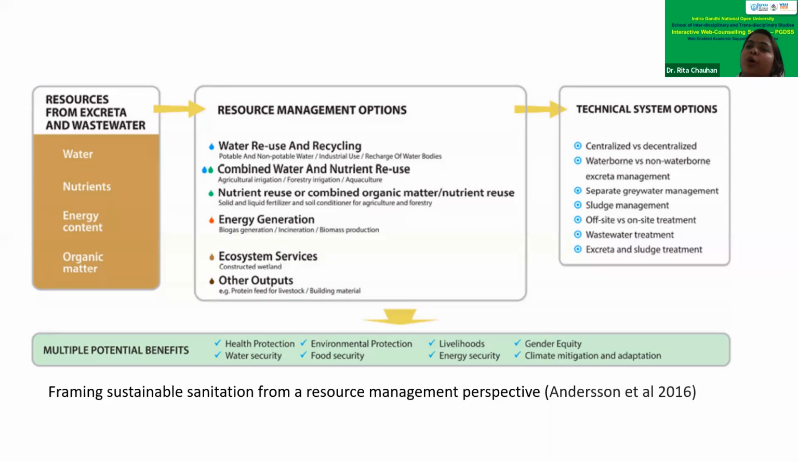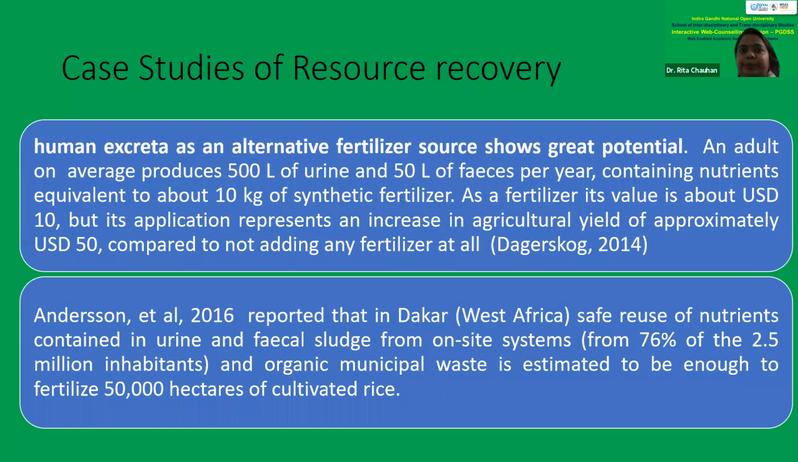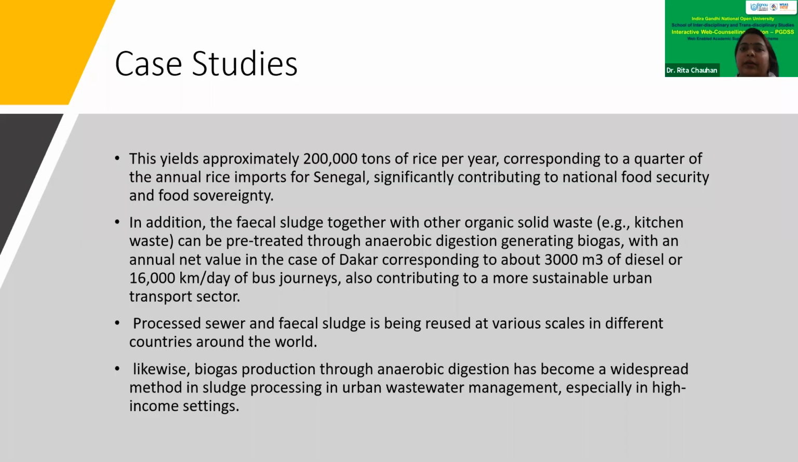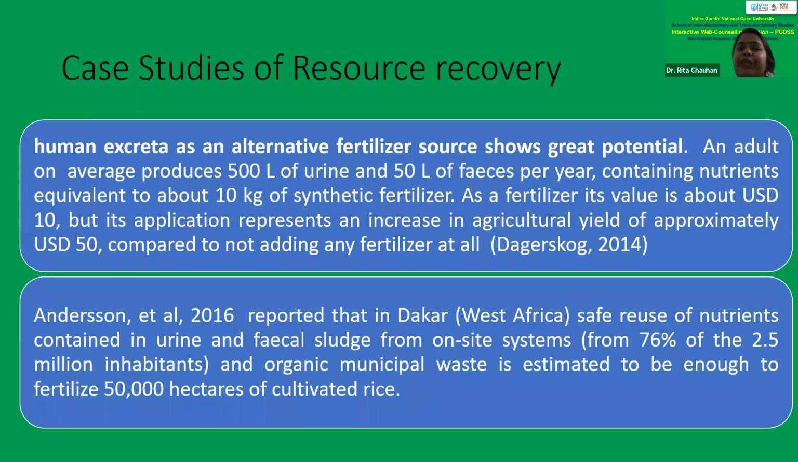Which technological options can be best, whether centralized or decentralized? Grey water management, sludge management, off-site or on-site treatment, wastewater treatment. These are all technical system options which can be explored for proper resource management. One excellent example of resource recovery is that human excreta can be used as a fertilizer. According to a study, and I will leave this PPT available to you, I have extracted some good examples of resource recovery.